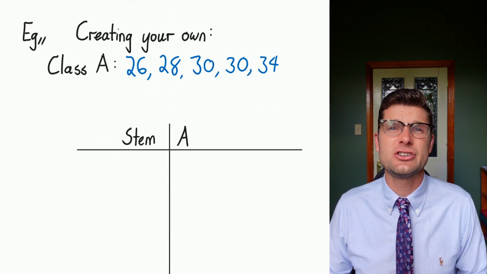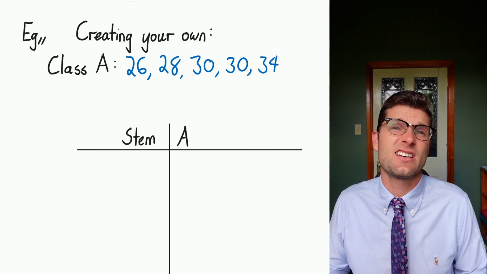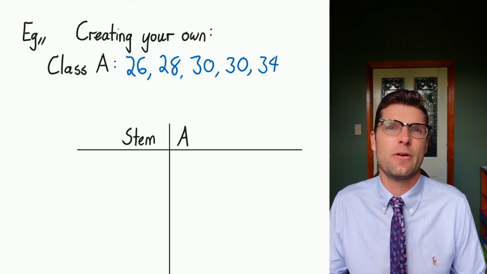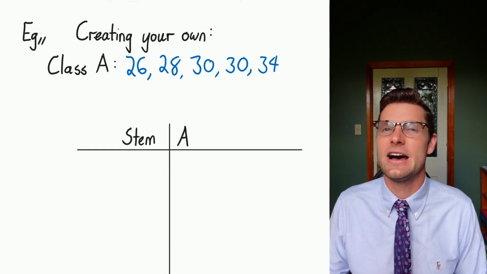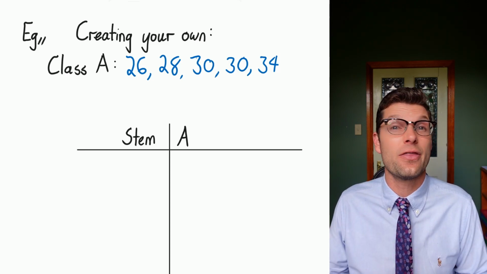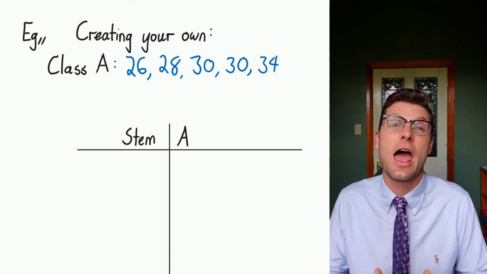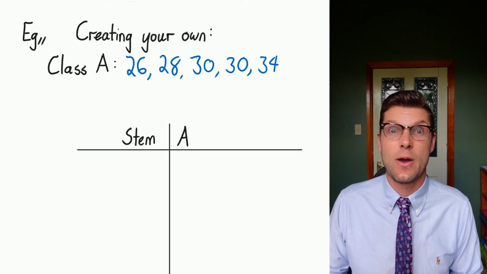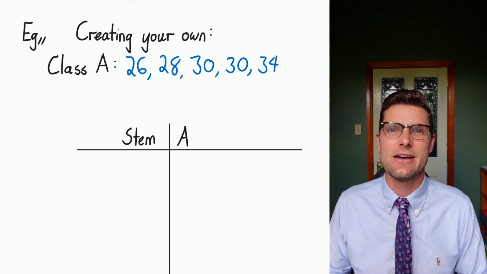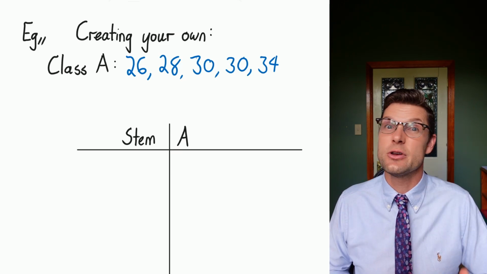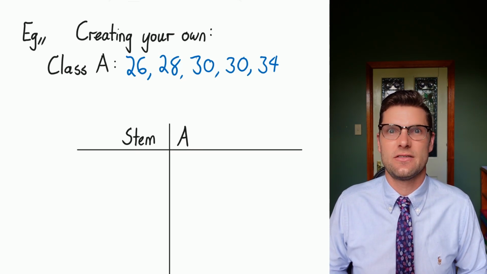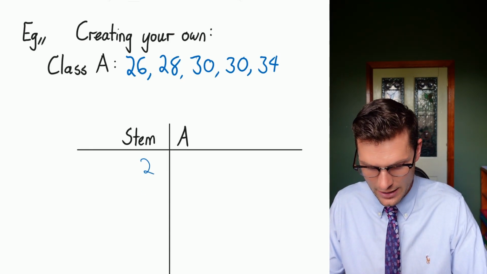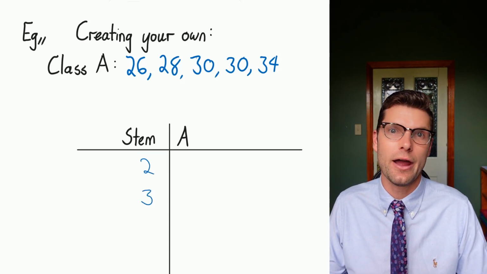So the other types of questions you're going to get with these stem and leaf plots are you will have to create your own. So in this example here, we've got data sets maybe from a class. We've got class A and they got these scores in their test. And we want to order them in a stem and leaf plot. So to start off, what we do have to do is put our stems down. So these are the big numbers at the start. So we know we've got numbers in the 20s, we know we've got numbers in the 30s. So let's put them down first. So we must have a 2 and a 3 in order to get this right.